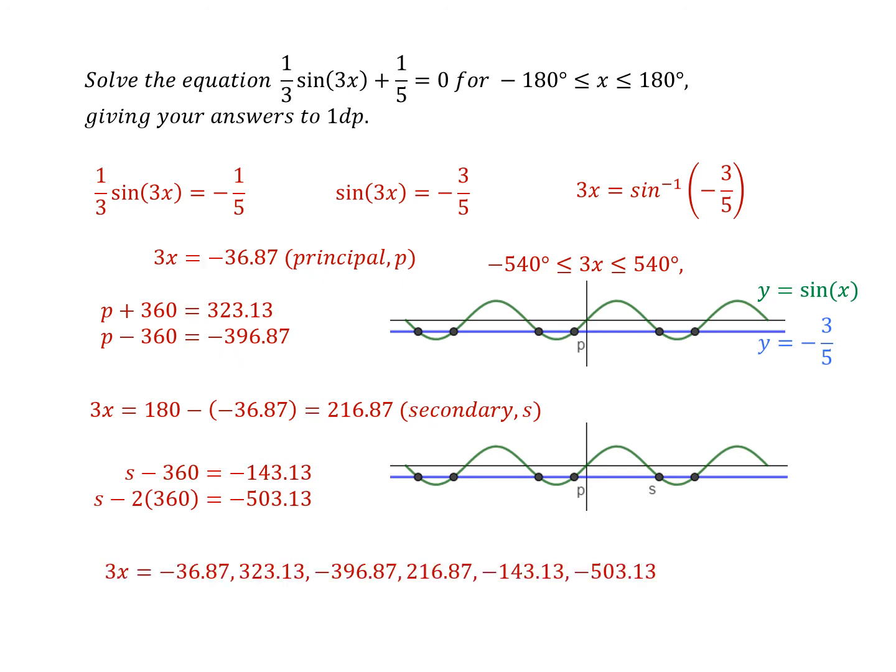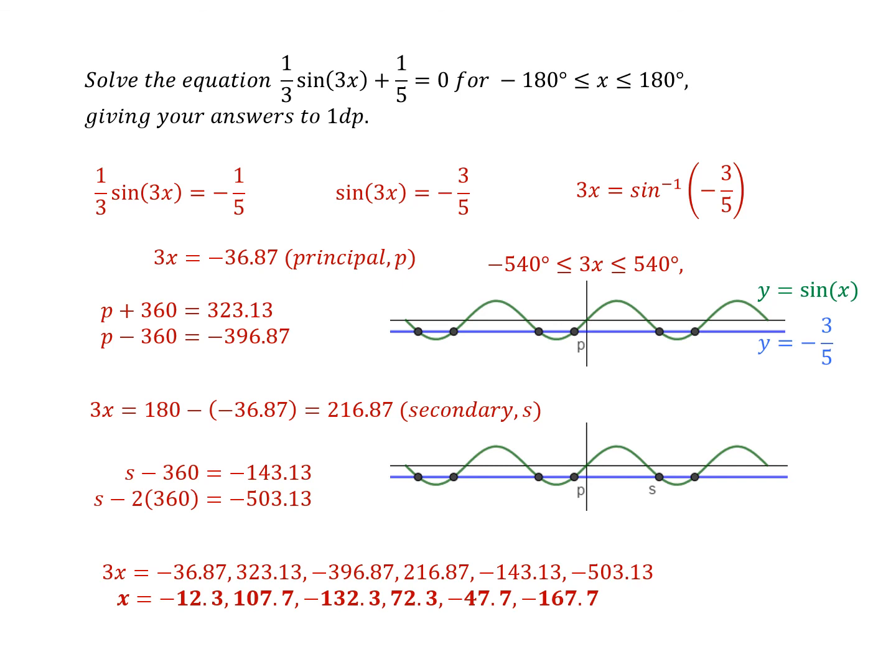So the final thing we need to do is divide all of those values by 3 to get the values of x. With a question like this, it's always worthwhile checking at least 1 or 2, if not all, of these answers by putting them back into the original equation and making sure that you get 0 in this case for each of those 6 values. Okay, hopefully you got all of those answers, and if you did, well done.